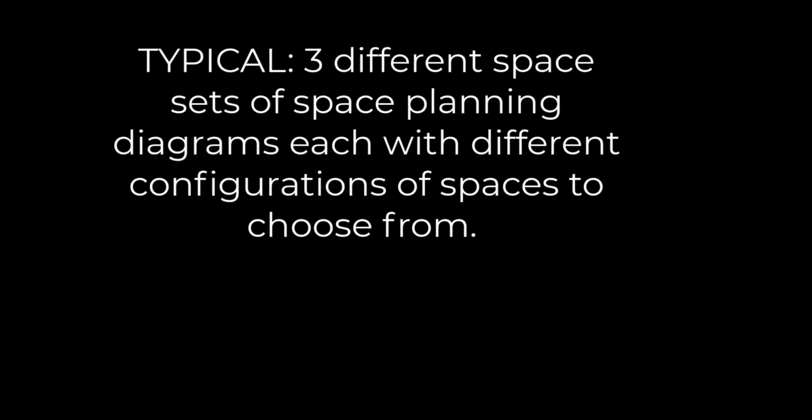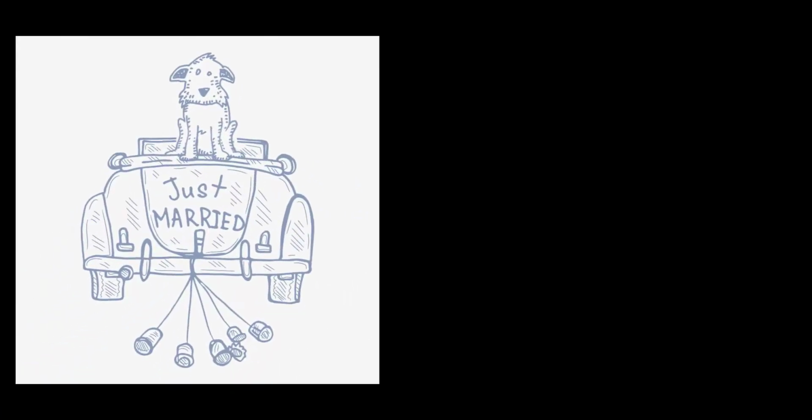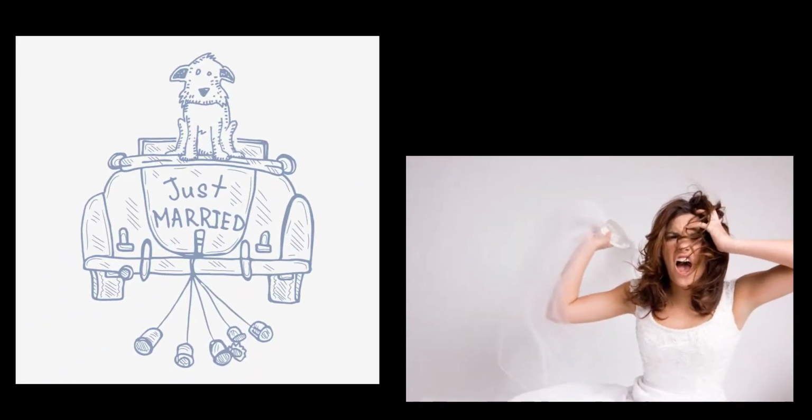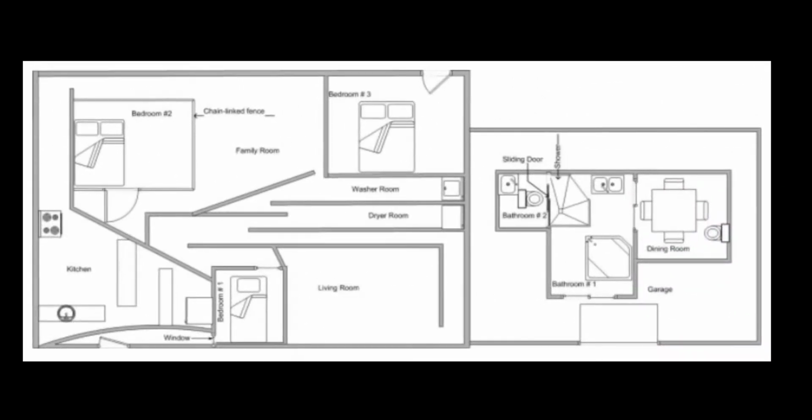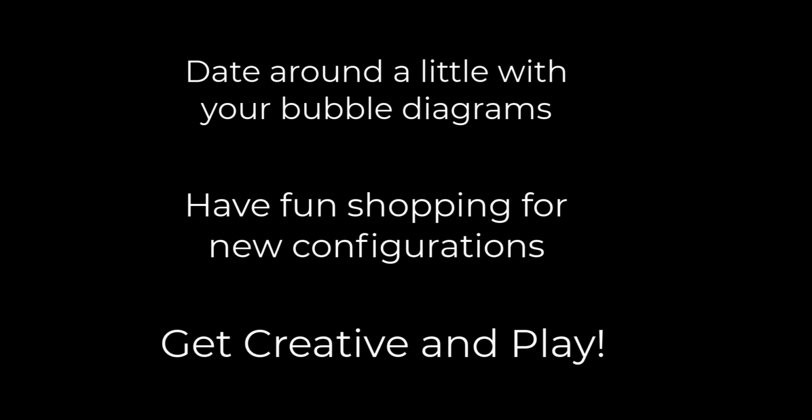So generally, a designer tries to do at least 3 different bubble diagrams per project, allowing for 3 different configurations to choose from. Designers can either choose one configuration they like best, or they combine ideas from the 3 configurations into a final configuration. The point is, don't marry the first person that you date, don't try on only one wedding dress, and don't create an entire design based off of your first and only space planning ideas. Date around a little, have some fun shopping, get creative, and play with ideas.